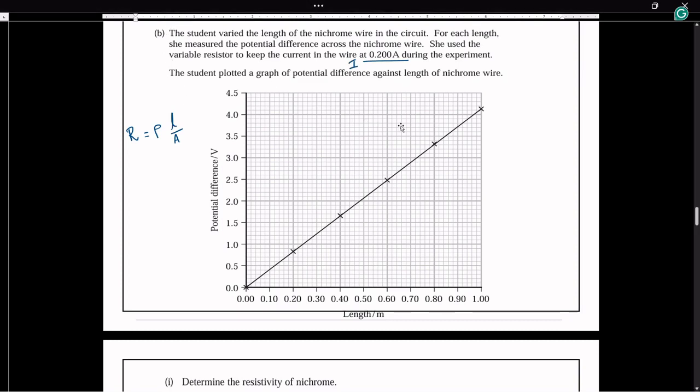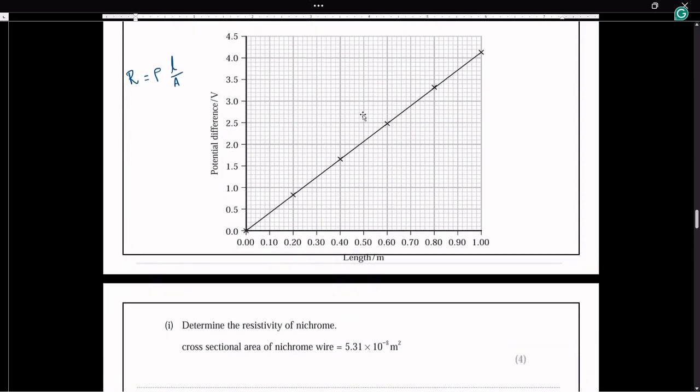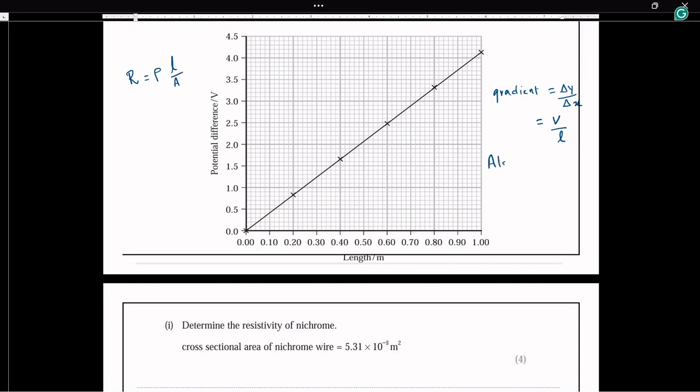So from the graph, what we can calculate is just the gradient. The gradient from this graph is delta y over delta x. The y-axis is the potential difference, so the gradient has a ratio of V over L. This is the gradient we are getting from this graph. But it also says that there is a current. So the gradient is V over L. And also there is one more piece of information given.